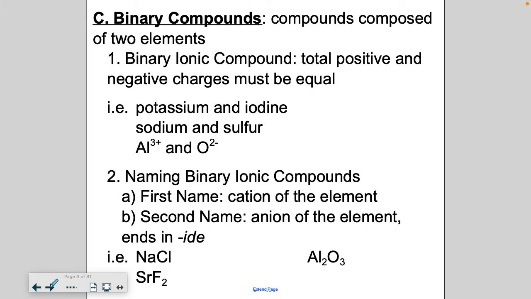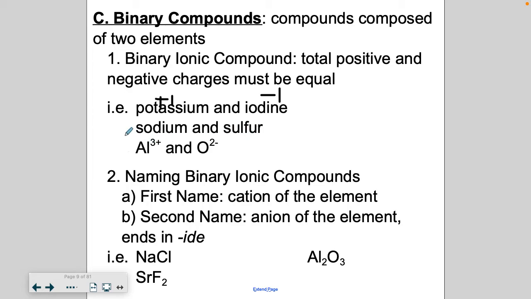Okay, so binary compounds are those that have 2 elements in them, and when we deal with ionic compounds, the total positive and negative charges have to be equal. So potassium and iodine. If I take a look at my periodic table, potassium is group 1, it's got a +1 charge. And then we have iodine, group 17, -1. So the charges there are going to balance out really nicely. So I would just say potassium iodide for naming that one. Okay, potassium iodide.